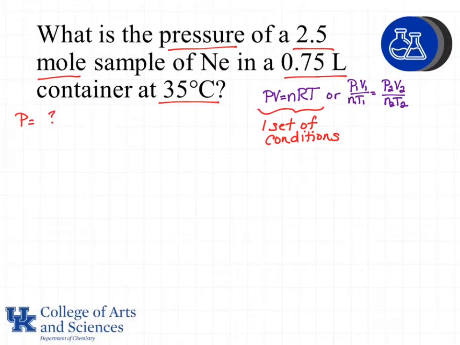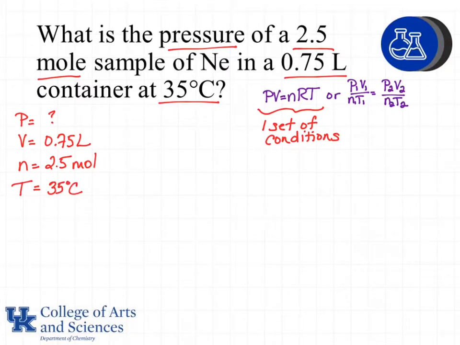I know my pressure is my unknown because we're asked to solve for the pressure. Volume is 0.75 liters. Moles is equal to 2.5 moles. And the temperature is 35 degrees Celsius, which I must convert to Kelvin and get 308 Kelvin.